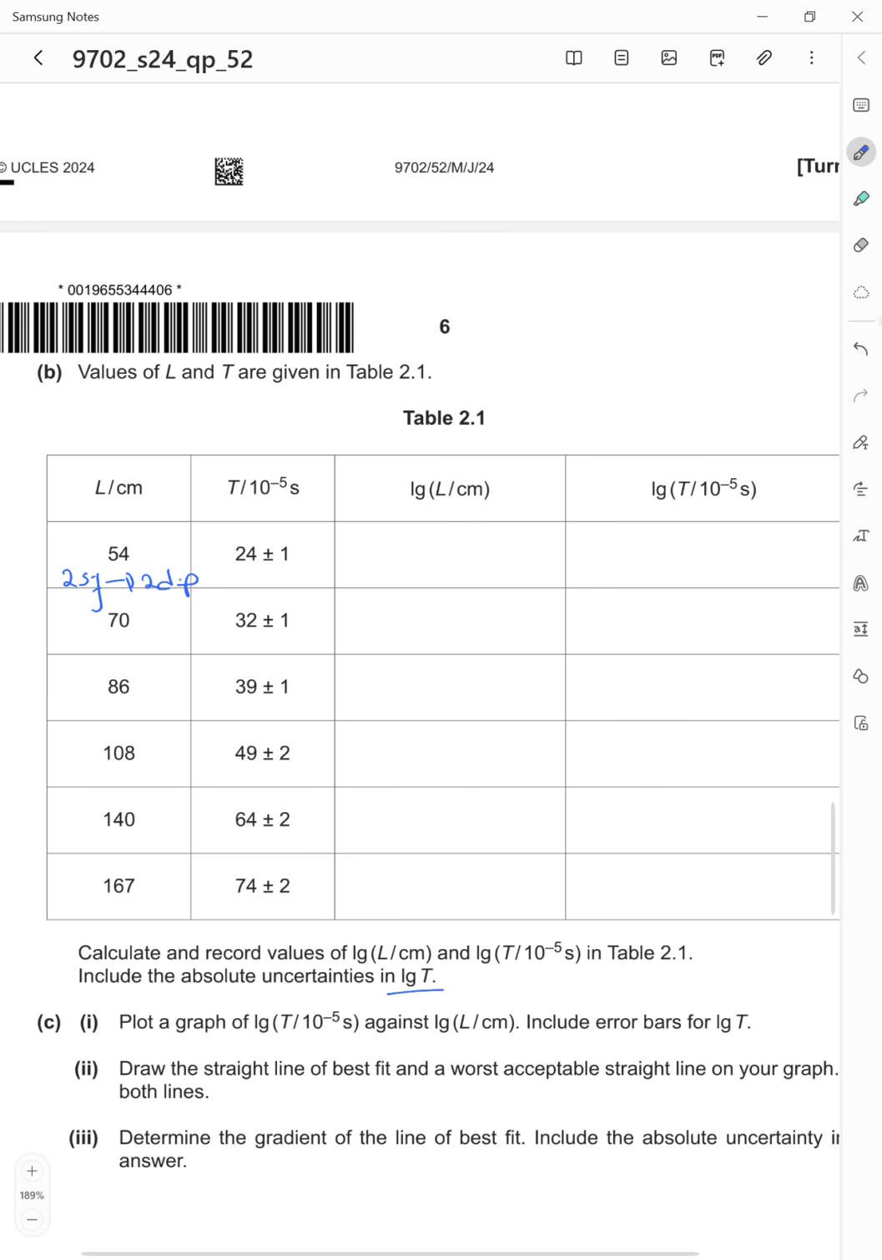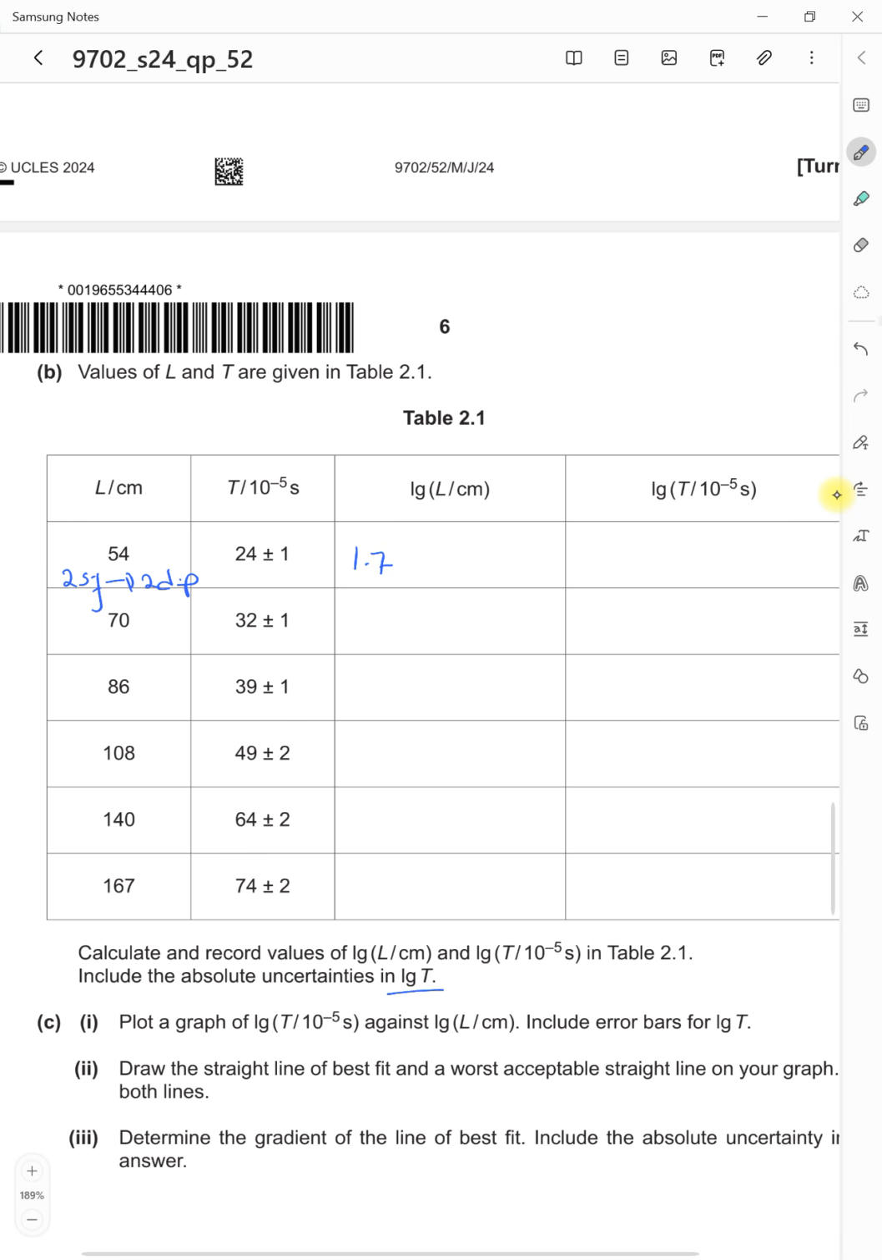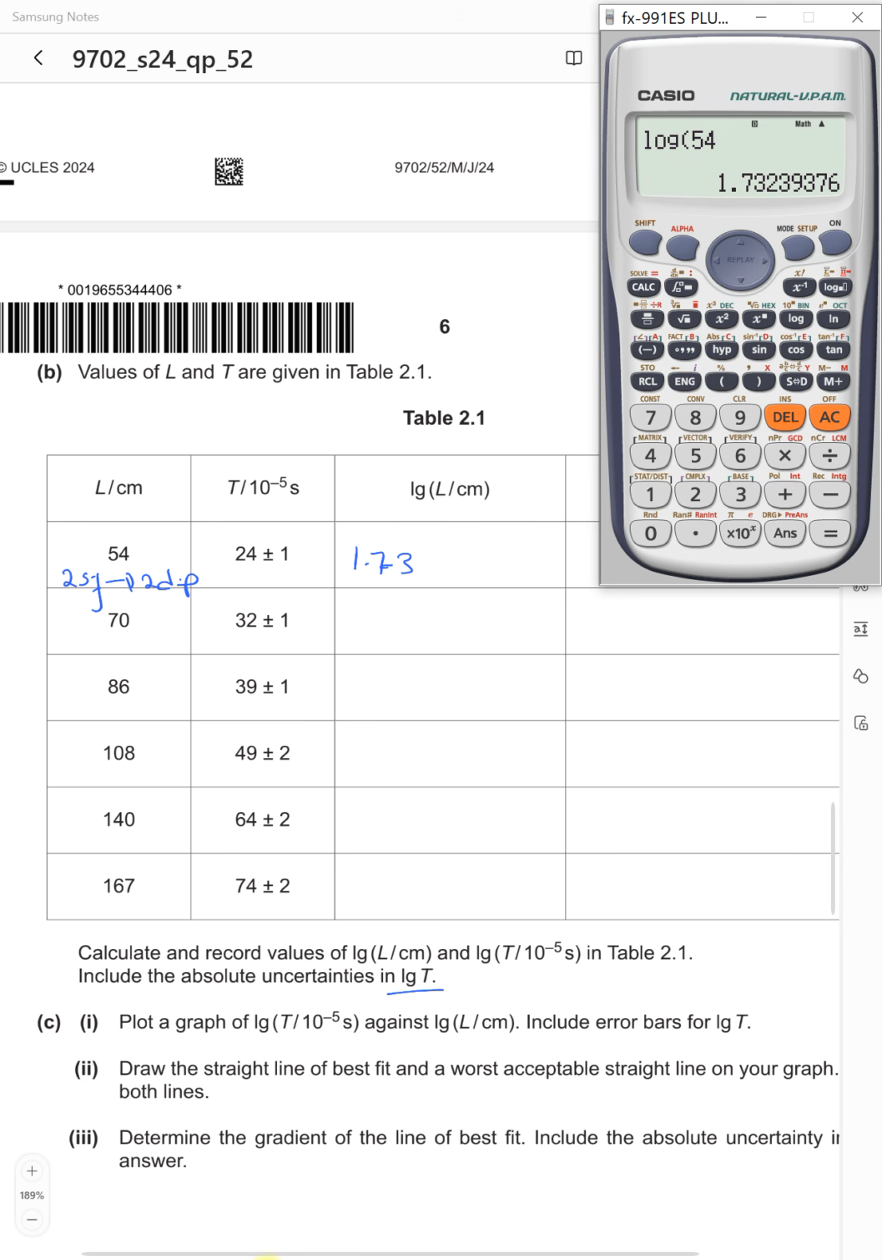For example, I have the log of 54. I'm finding log of L, log of 54. That is 1.73. So I'll write 1.73. Then I'll find the log of 70. That is 1.85.